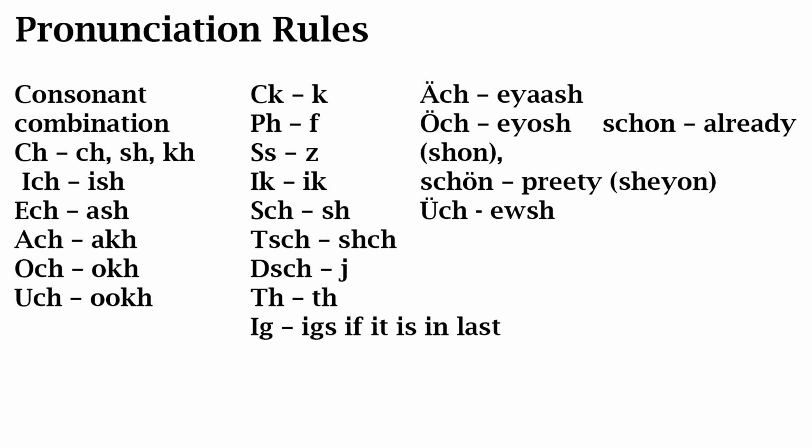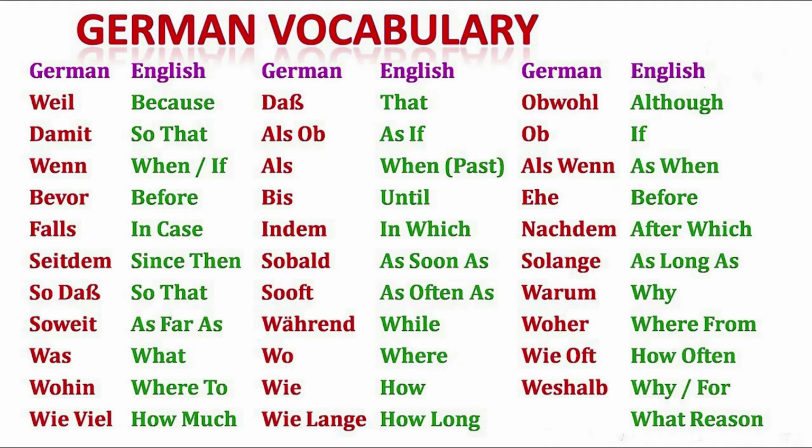Okay, so now on German vocabulary, we have to learn some vocabularies. It is German to English. So we are going to pronounce it. "Weil" means because. Why "vile" and not "while"? Because EI sound is "I", so "vile".